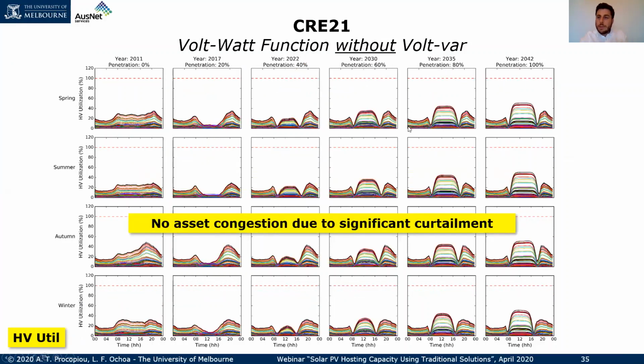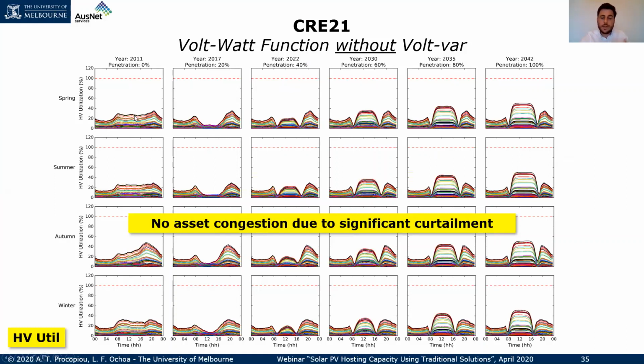So in terms of the high voltage utilization levels, here we have the utilization level of each one of the conductors in the high voltage side of this network. And what you can see is that we don't see any of these assets being congested. This is because we only have the volt-watt function, which is essentially trying to curtail as much generation as possible to keep the voltages within the predefined limits that we showed previously in the corresponding settings, and that is significantly reducing the utilization level of the assets.